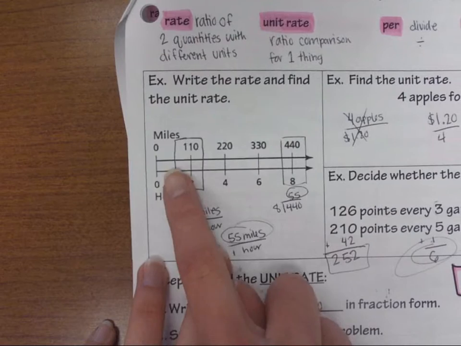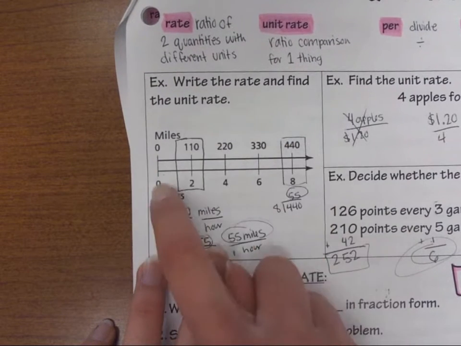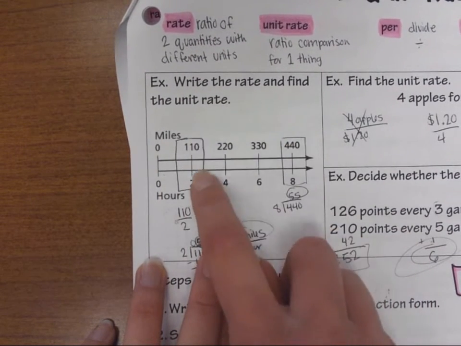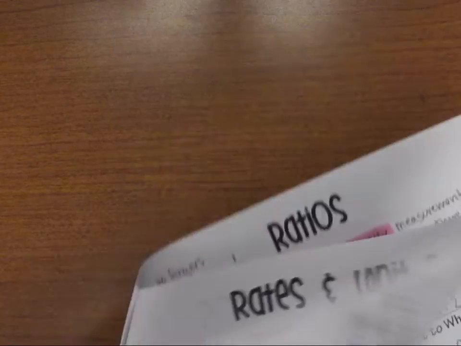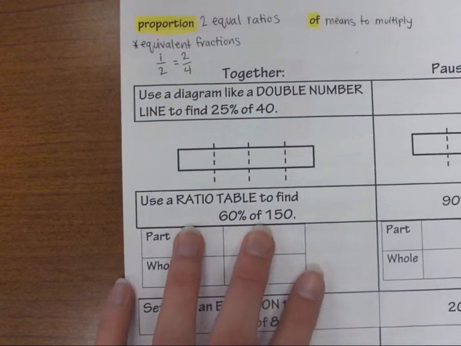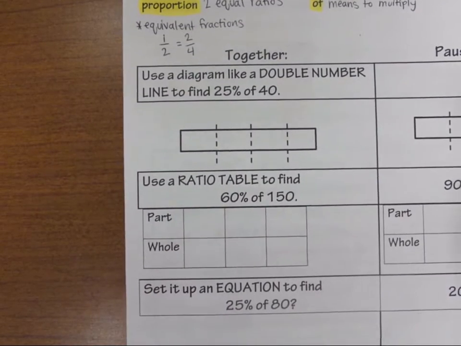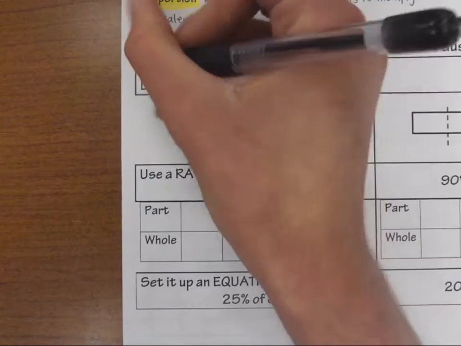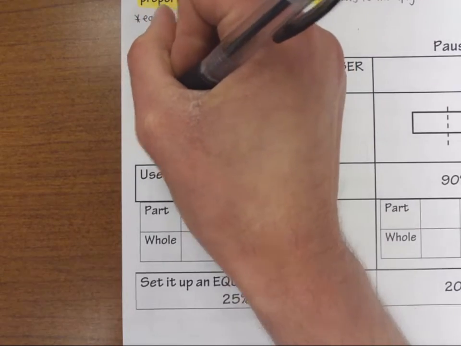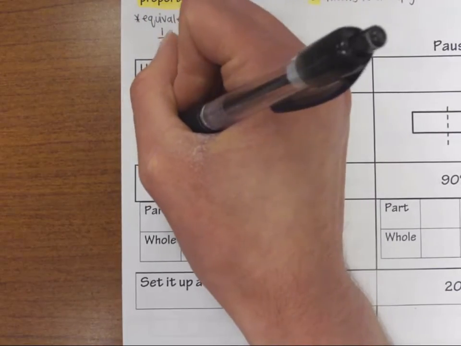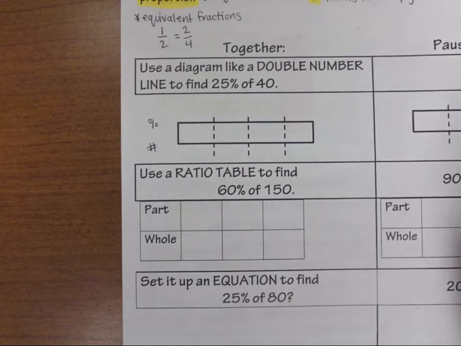So these were our double number lines where we had miles on top and hours on the bottom, and the top and bottom works together. Okay, the same thing, except now you're going to be creating your own double number line. So they kind of have it set up. It looks a little different, but it's going to work. So the top is going to represent percent, and the bottom is going to represent our numbers.